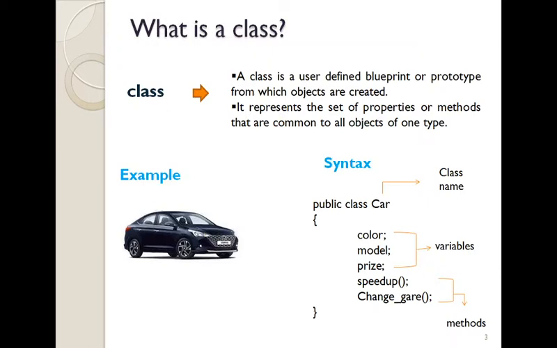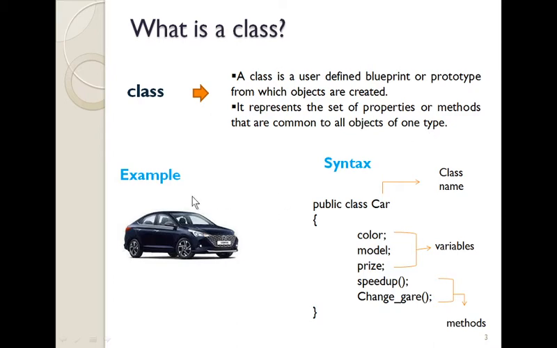So friend, what is a class? A class is a user defined blueprint or prototype from which objects are created. It represents the set of properties or methods that are common to all objects of one type.